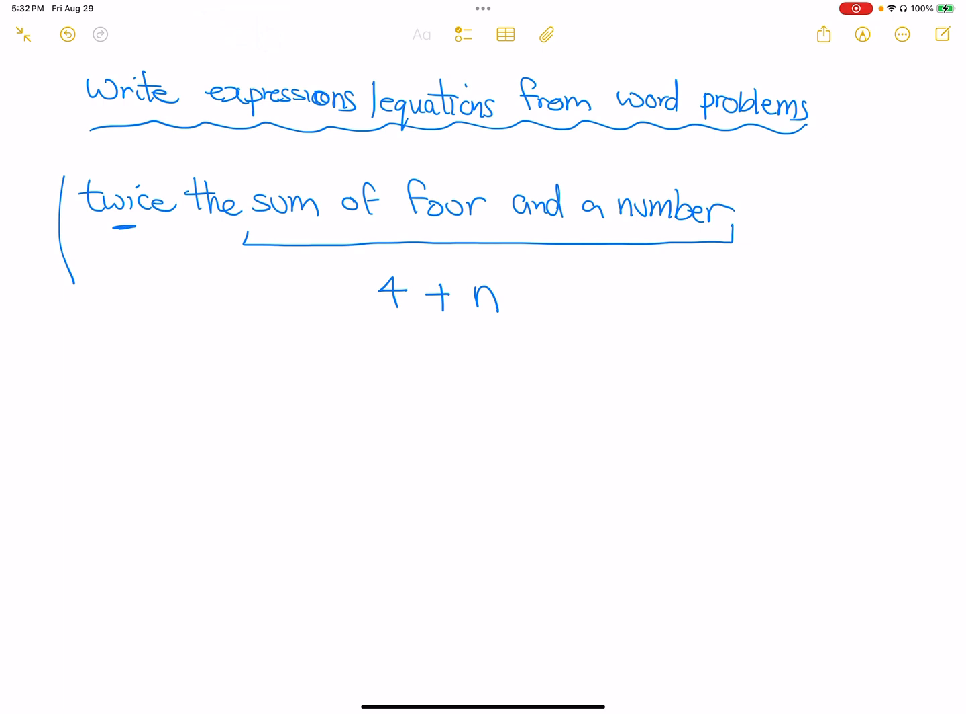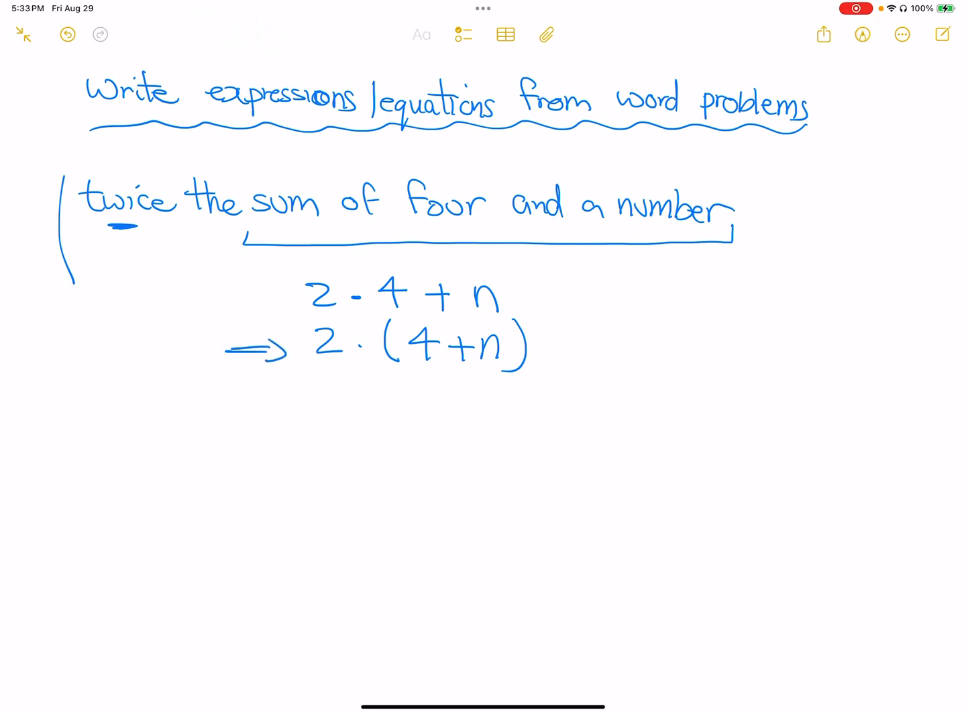And we want to double it. It says twice the sum of that. So where do we put this 2 then? Do we just write 2 times 4 plus n, or do we say 2 times (4 plus n)? Which one is correct? If you guessed the second one, you are correct.